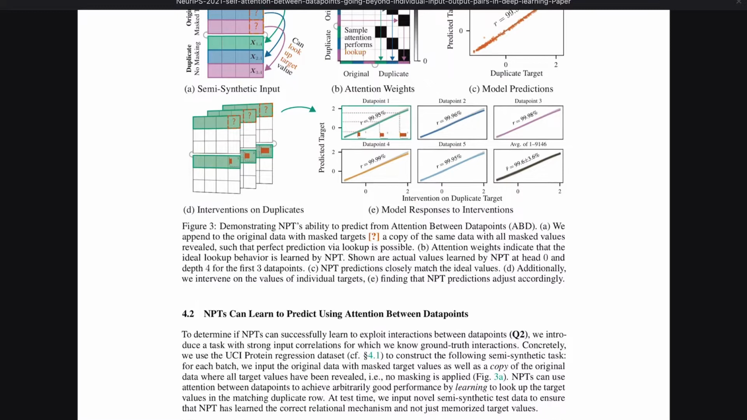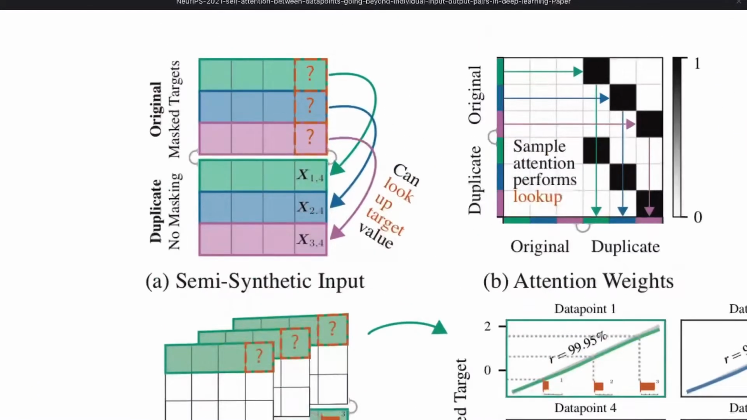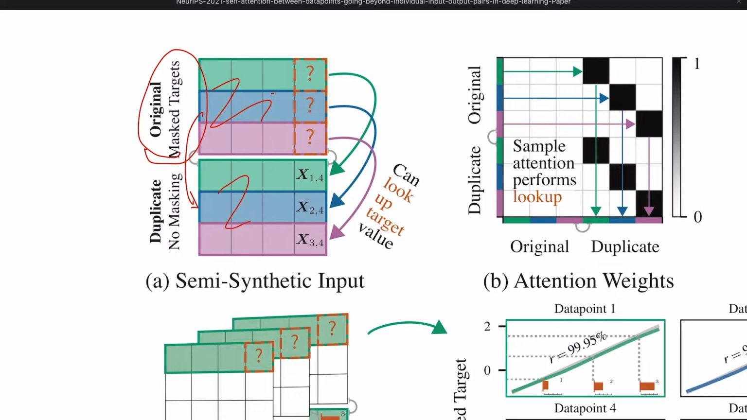They started with a synthetic task in which they want to check whether this model is actually able to look at different data points. So they created, honestly, a very simple data set in which they take some data points and duplicate them, so those features are literally identical. Now, for one of these data sets, they keep the labels. And for the other one, you make the labels essentially 0. So you mask them all the time.